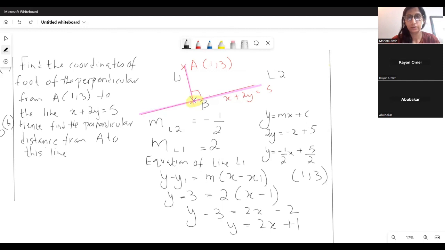We did this in D1 and D2, I think. So L1 is y equals 2x plus 1, and L2 is x plus 2y equals 5. Can you two solve these individually and tell me what you get? Use either the elimination method or the substitution method and give me the answer for x and y. If you forgot, please tell me, I'll do it. If you remember, go ahead.